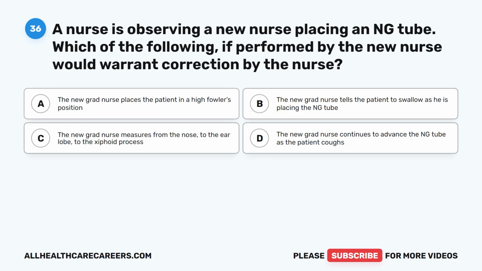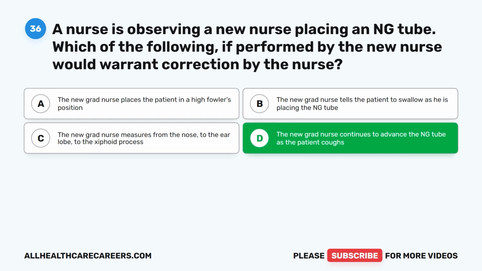Question 36. A nurse is observing a new nurse placing an NG tube. Which of the following, if performed by the new nurse, would warrant correction by the nurse? A. The new grad nurse places the patient in a high Fowler's position. B. The new grad nurse tells the patient to swallow as he is placing the NG tube. C. The new grad nurse measures from the nose to the earlobe to the xiphoid process. D. The new grad nurse continues to advance the NG tube as the patient coughs.